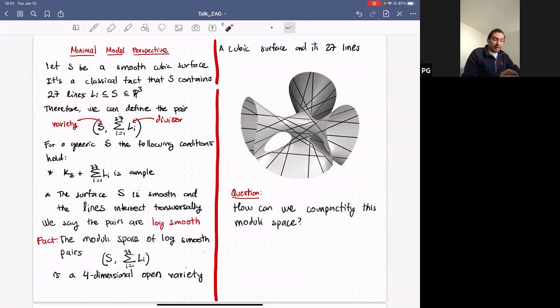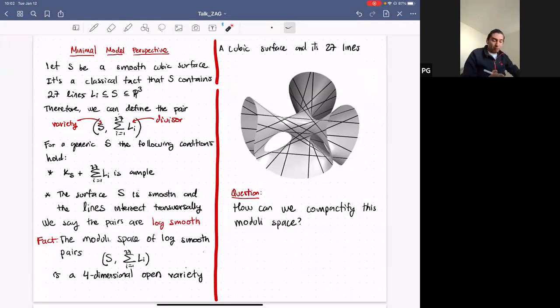These lines don't have moduli, they don't move. So why do we care about this? Because together with the surface and the 27 lines, we can add them all together and make a divisor. That divisor has a particular property. First, if you add it to the canonical, it's going to be ample. And second, for a generic cubic surface, the surface will be smooth, but also the lines meet transversally. So it's a very nice divisor. This is the typical example.